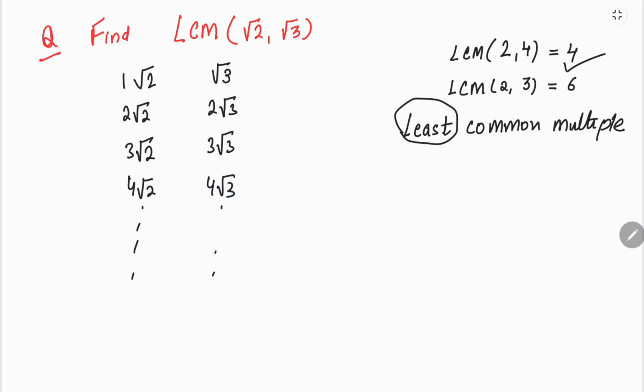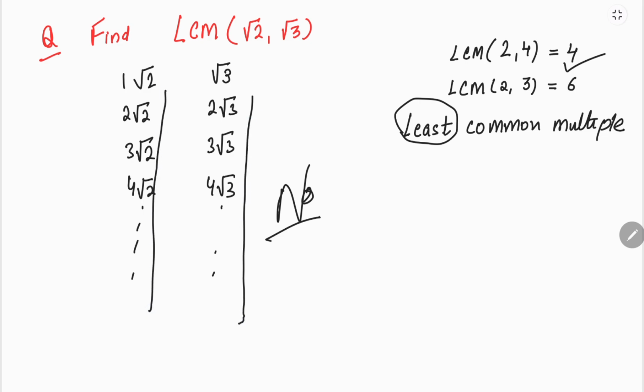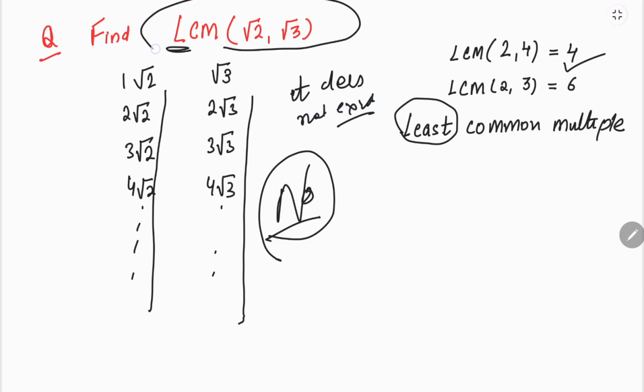So will you ever find any common multiple between them? No, never. You will never find a common multiple between these multiples of under root 2 and multiples of under root 3. When there is no common multiple, that means there cannot be a least common multiple. So it does not exist. So our answer is that the common multiple of under root 2 and under root 3, or you can say the least common multiple, does not exist, right? So I hope you understood this.